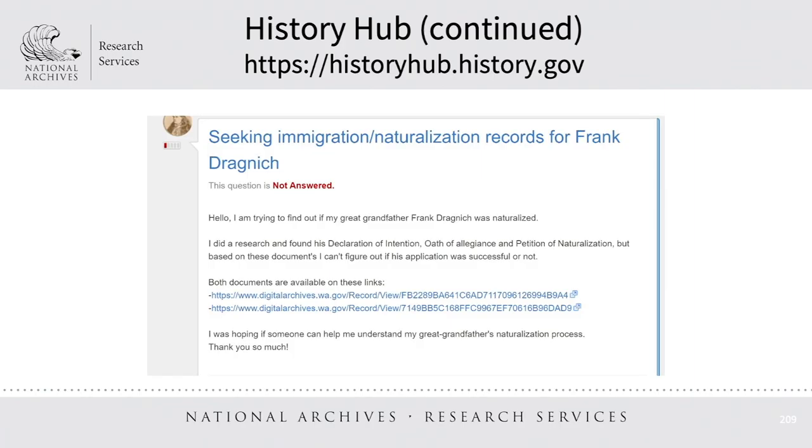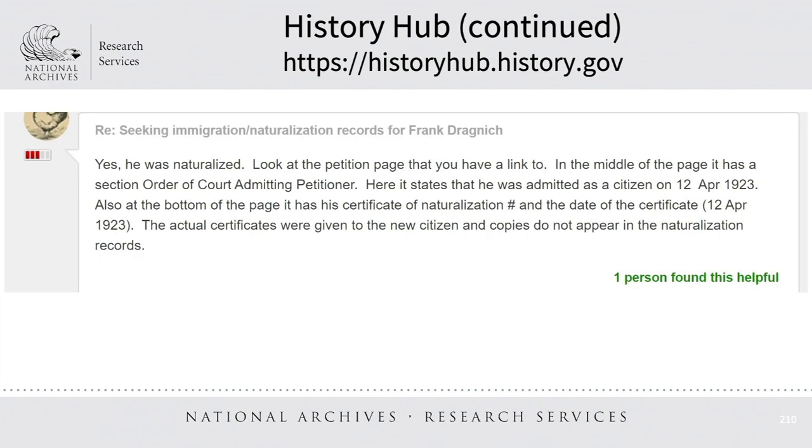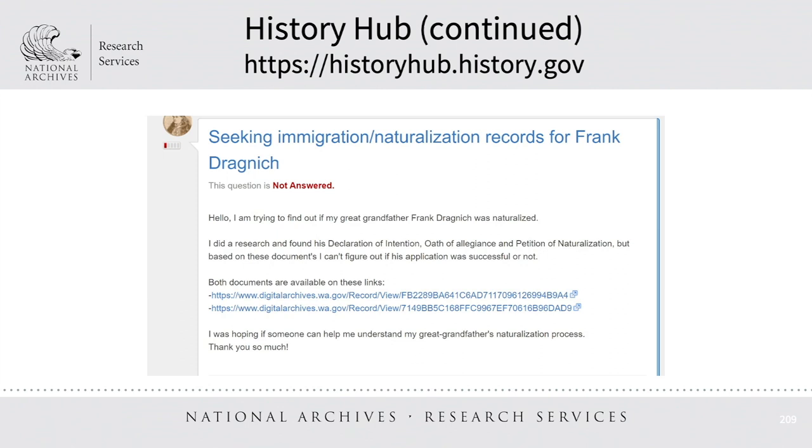Here's an example of an inquiry and response. This person's trying to understand naturalization records. He writes, "Hello, I'm trying to find out if my great-grandfather was naturalized. Based on these documents, I can't figure out if his application was successful or not." And here's the response, helping him interpret the records. "Yes, he was naturalized. Look at the petition page that you have a link to." So History Hub can be a helpful resource for you to get your questions answered, learn what records exist, where to find them, and to understand them.